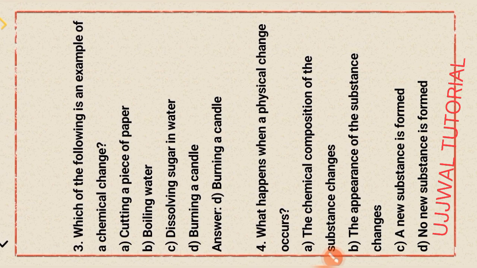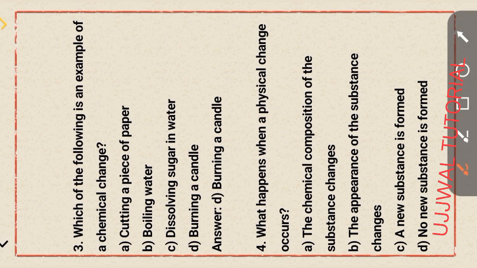Next question, question number 3. Which of the following is an example of a chemical change? Option D, burning of candle. But option A, cutting a piece of paper, boiling of water, dissolving sugar in water are all physical changes. So option D is the right answer.